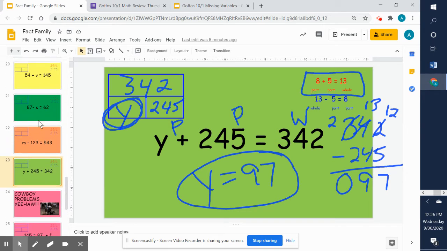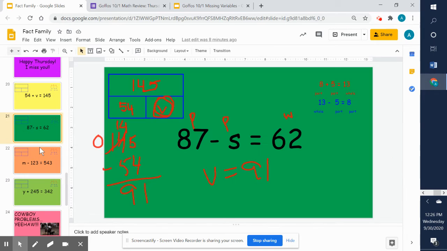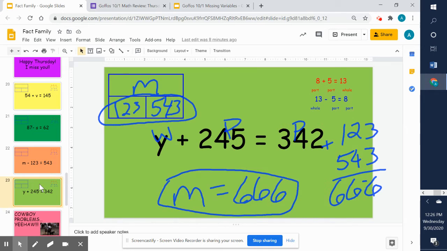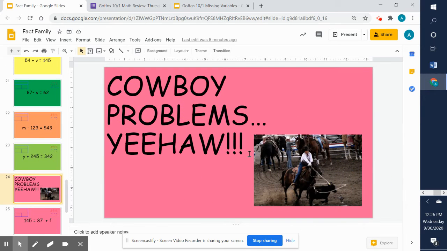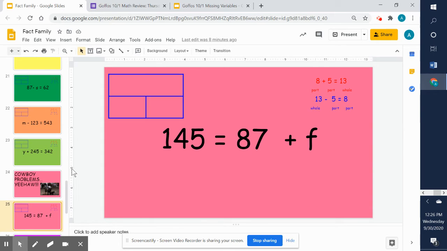All right, so those are just a couple problems reviewing what we did on Tuesday. So now I want to talk about cowboy problems. Yeehaw! I call them cowboy problems because we are lassoing a number and throwing it to the other side. So here's my little cowboy right here, and he is lassoing a bull. That's what we're going to be doing. We're going to be lassoing numbers.